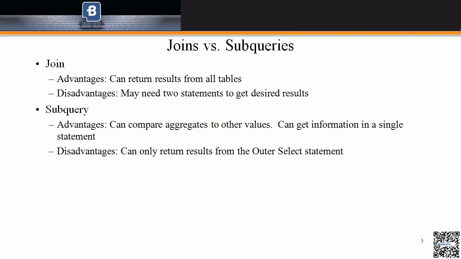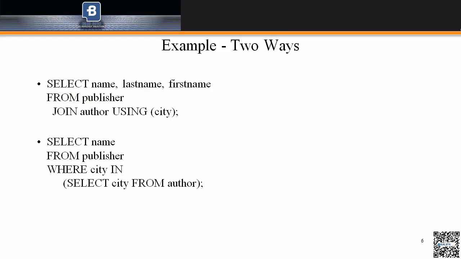The subquery can compare aggregates to other values. That's something you can't do in a join, not easily. We can get information in a single statement, but the disadvantage is we can only return information or results from the outer select statement. So that can be an issue, and if it is, then you need to work with a join. So here's an example.